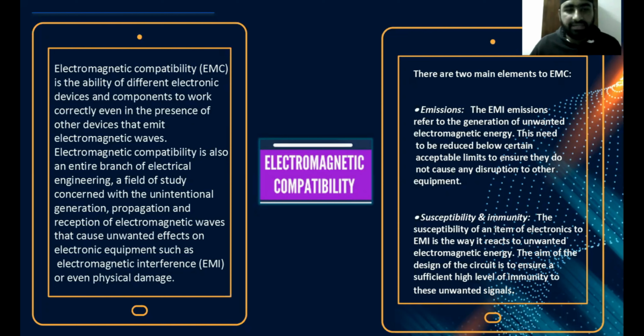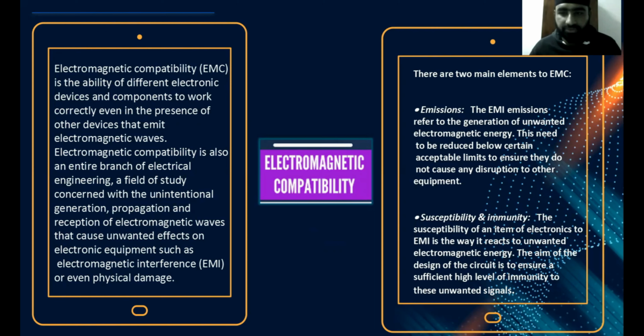Electromagnetic compatibility is also an entire branch of electrical engineering, a field of study concerned with the unintentional generation, propagation, and reception of electromagnetic waves that cause unwanted effects on electronic equipment such as electromagnetic interference, EMI, or even physical damage. So there are two main elements to EMC. The first one is emissions. The EMI emission refers to the generation of unwanted electromagnetic energy.